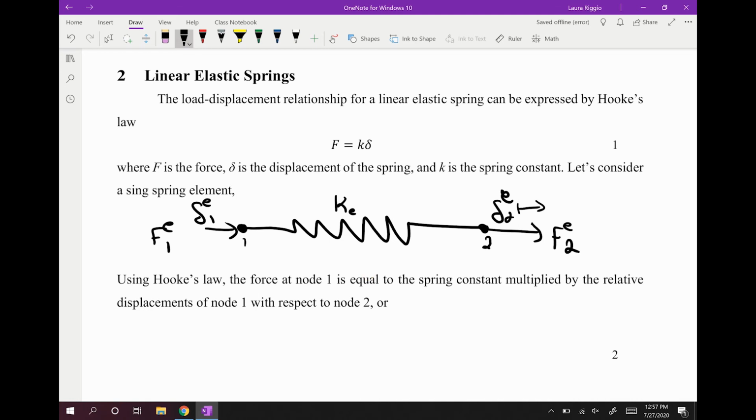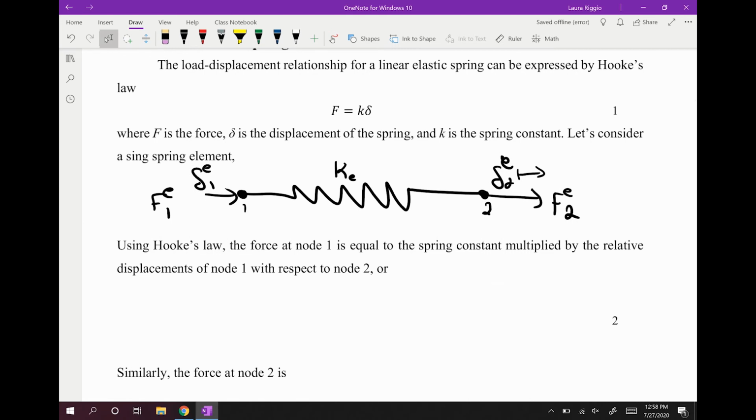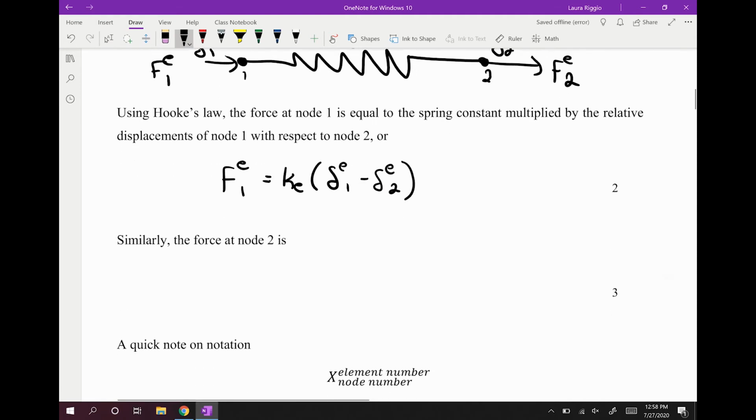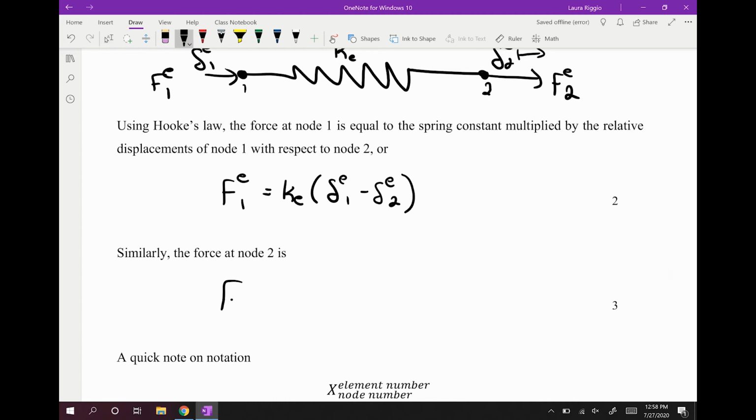So if we use Hooke's law, we can write an equation both at node 1 and node 2. For node 1, our force is equal to our spring constant times our relative displacement of that node. Very similar for node 2, our force at node 2 is going to be our spring constant times our relative displacement of node 2.